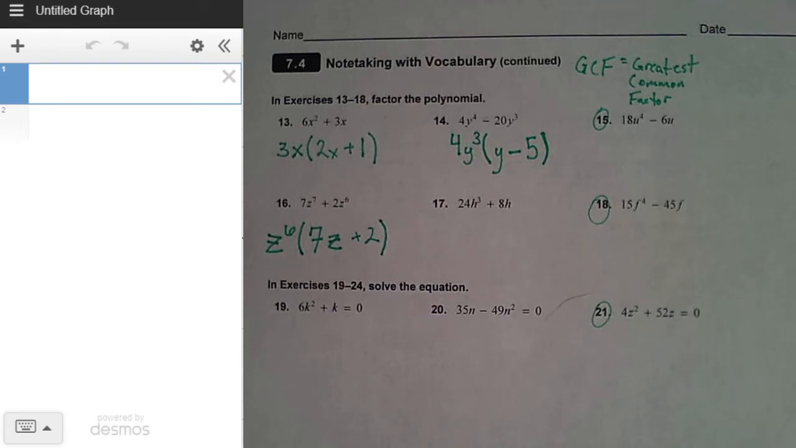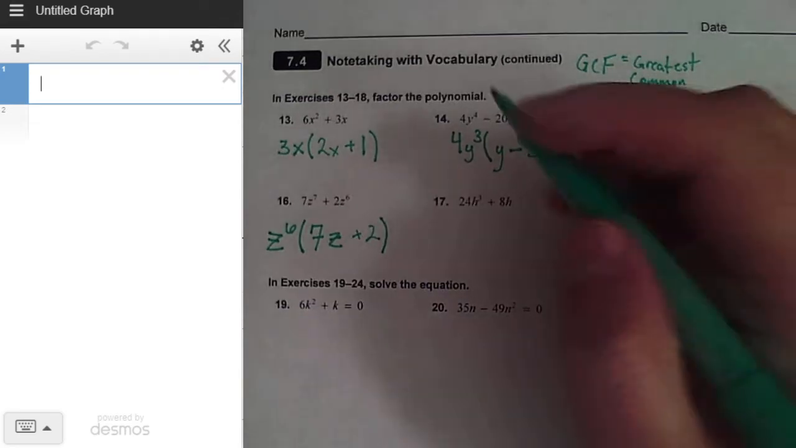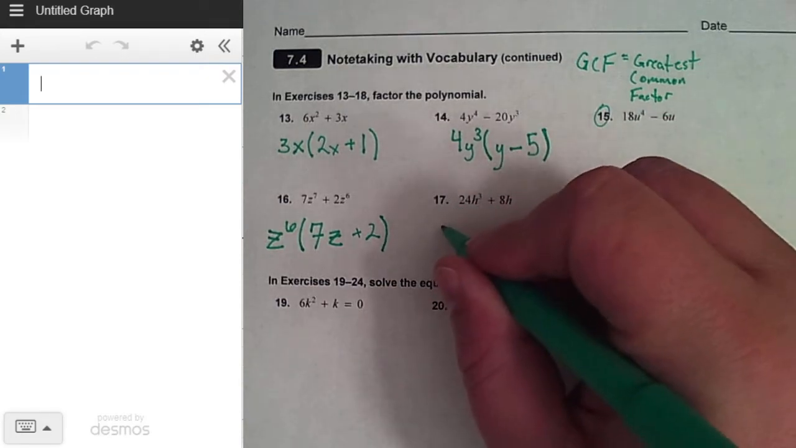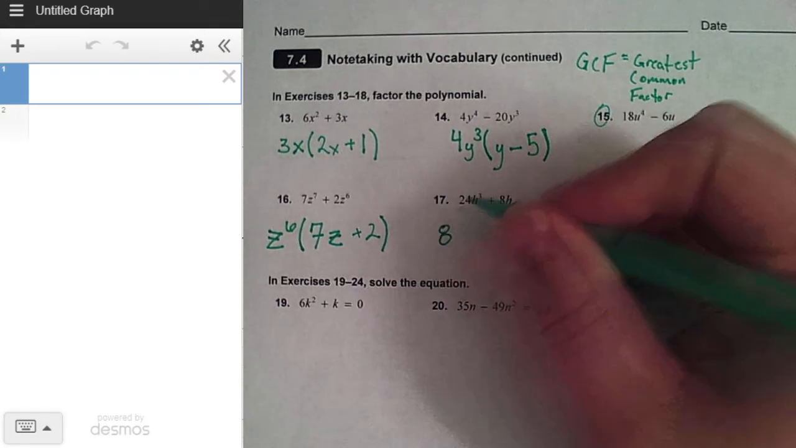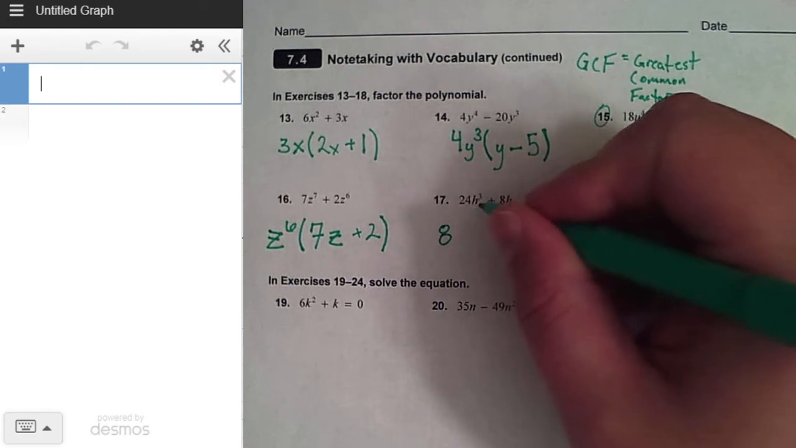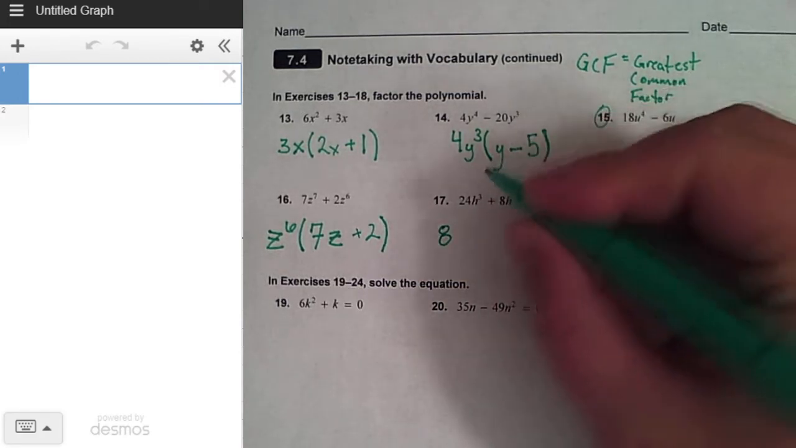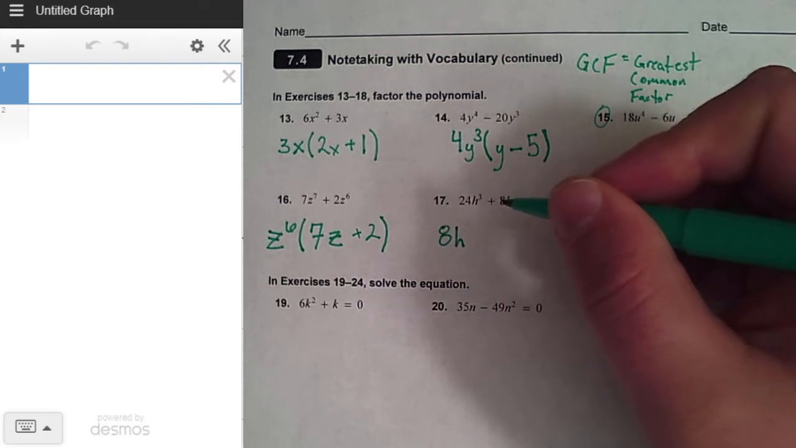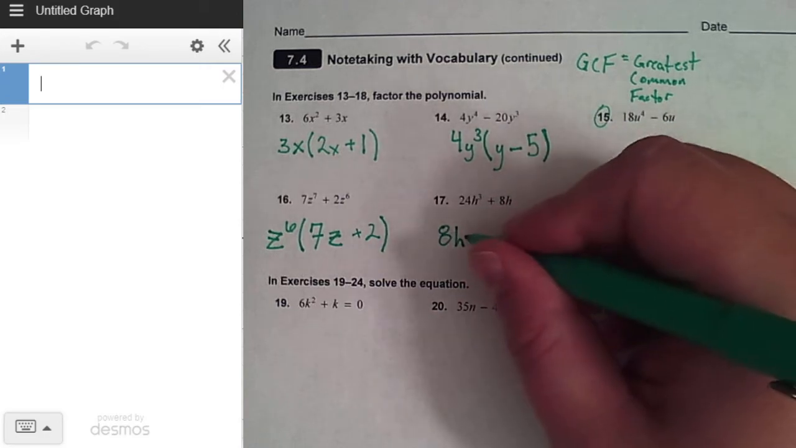And number 17, we have 24h to the third plus 8h. So we're looking for the biggest number that is shared between the 24 and the 8, the coefficients of each of those terms. Well, I know 8 goes into 24 and 8 goes into 8, so write an 8, and then h to the third and an h. Okay, so I can factor out just an h to the first, or we just write h.